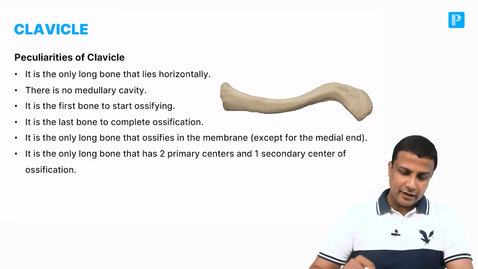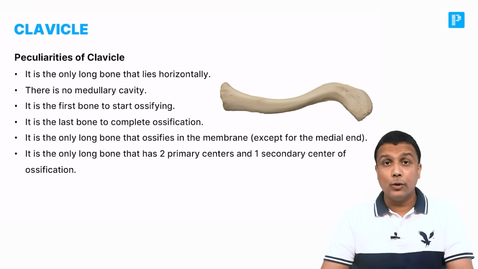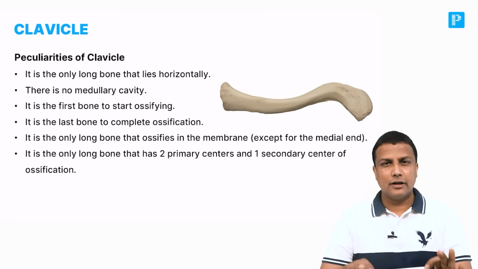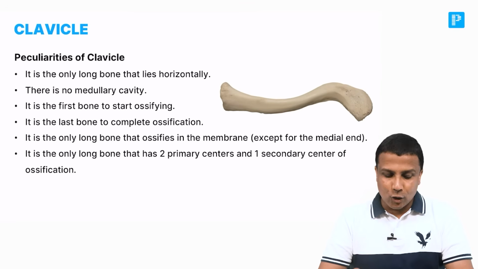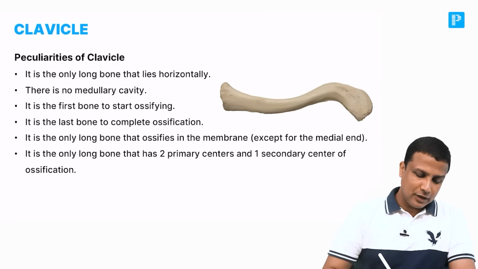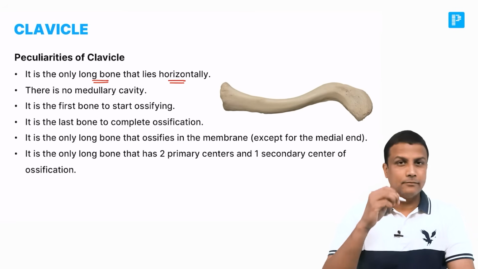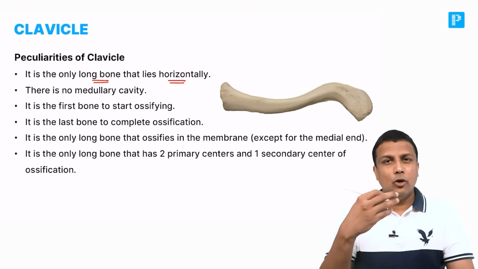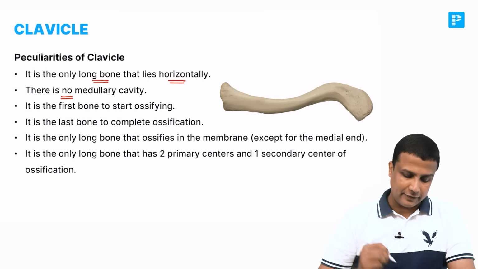Now let us discuss the entire topic of the clavicle over here. In the clavicle, remember, mainly you have to learn about its peculiarities. Now the first peculiar feature: is the clavicle a long bone or a short bone? Remember, it's actually a long bone, and that too it is the only horizontally lying long bone present in our body. Now normally long bones have a medullary cavity, but the clavicle does not have a medullary cavity.